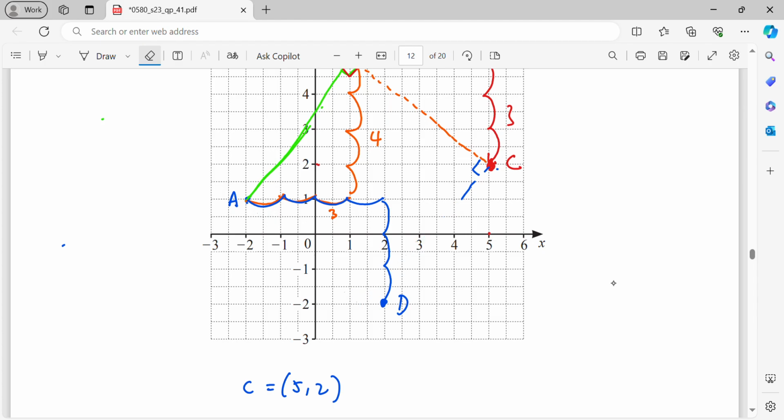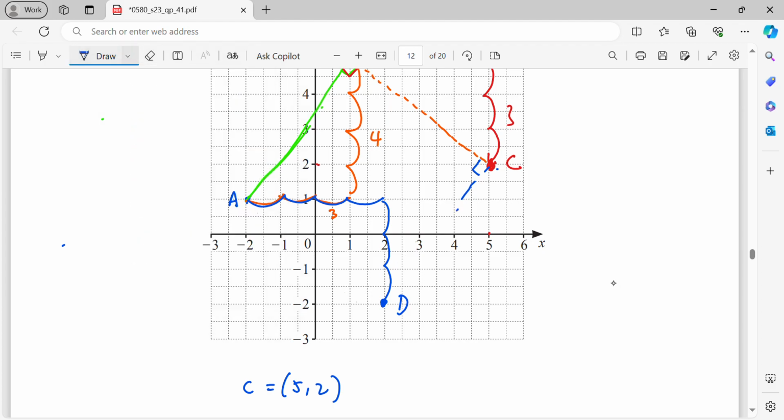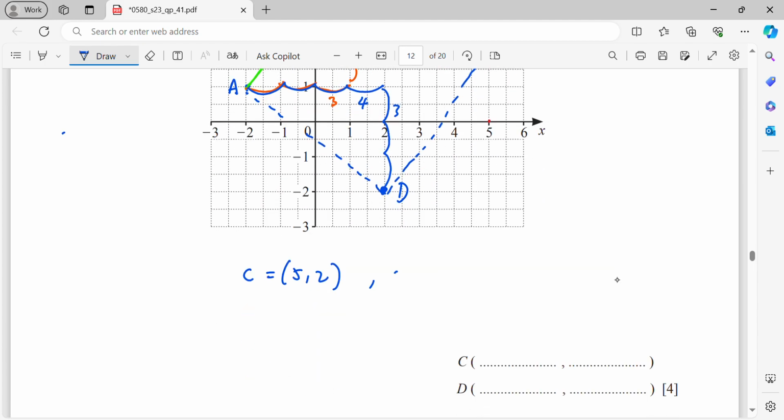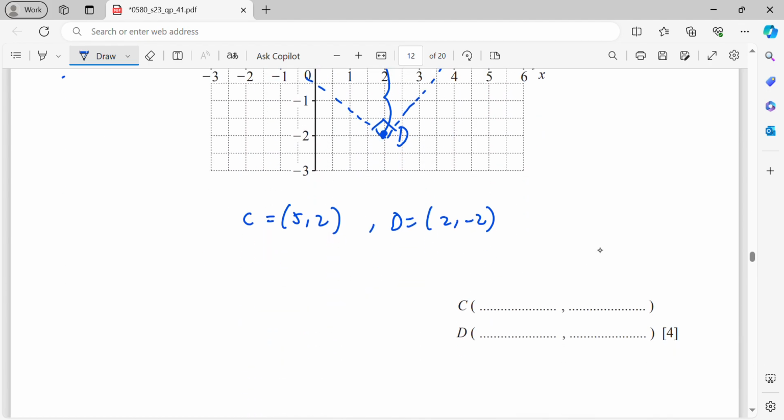It's like the rotation. For the rotation, you just calculate. This is one of the ways to do it. So from here, here is 4, this is 3. Then I will get my D with coordinates 2, minus 2. So this will form a square. With this, I will write C is 5, 2 and D is 2, minus 2. That's my solution of this question.